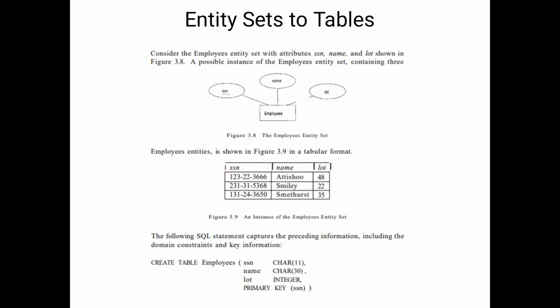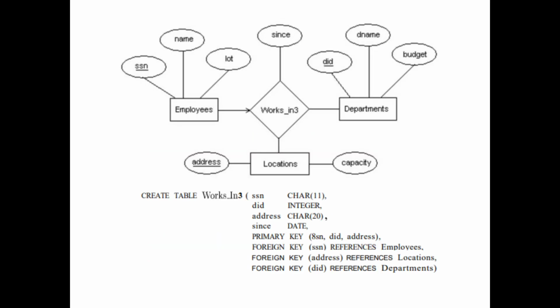Now we will move to another example. Here we will consider more than three entities. That means employee is one entity here. Another entity is departments. How will we identify the entities? The entities are represented by rectangles.